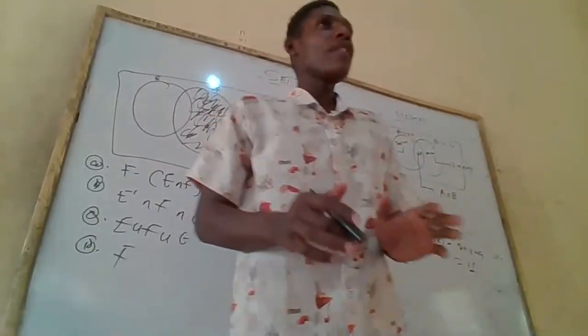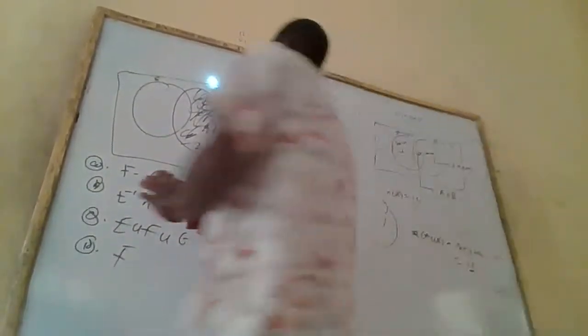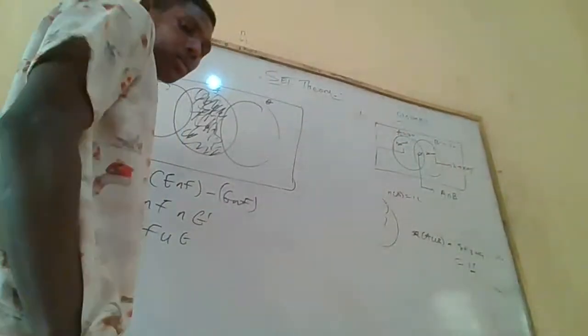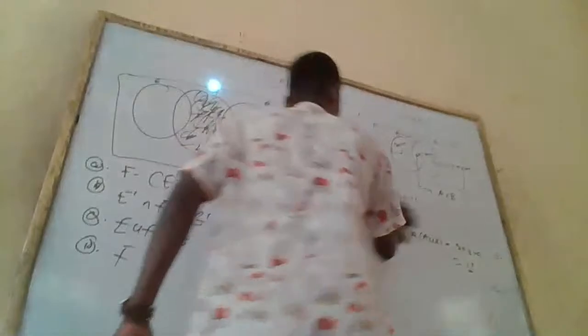For example, if I want to say shade set F, now listen to this. These are the three regions, right? Yes or no? Now let me use another marker.